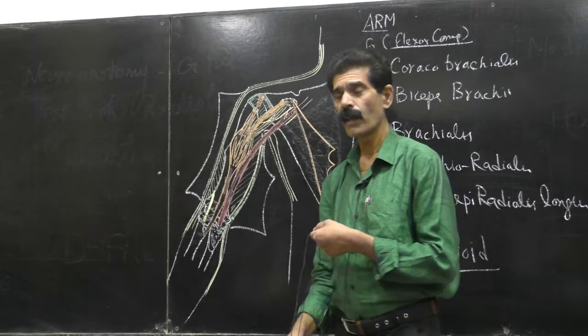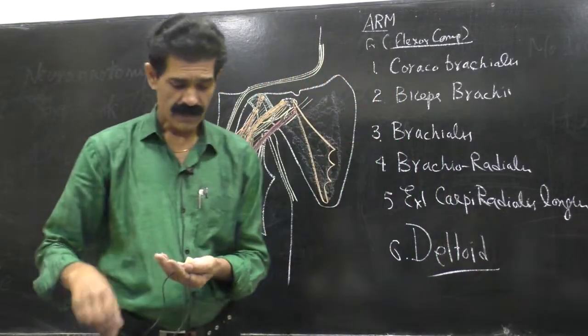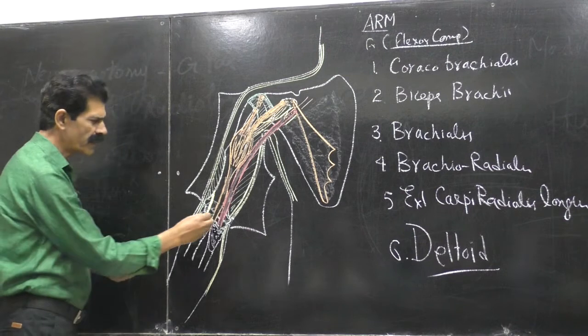Another thing about this biceps brachii muscle is, from the medial border of the tendon.